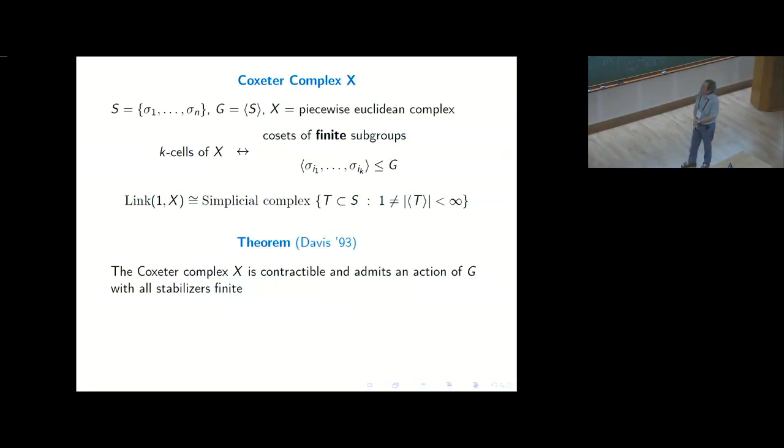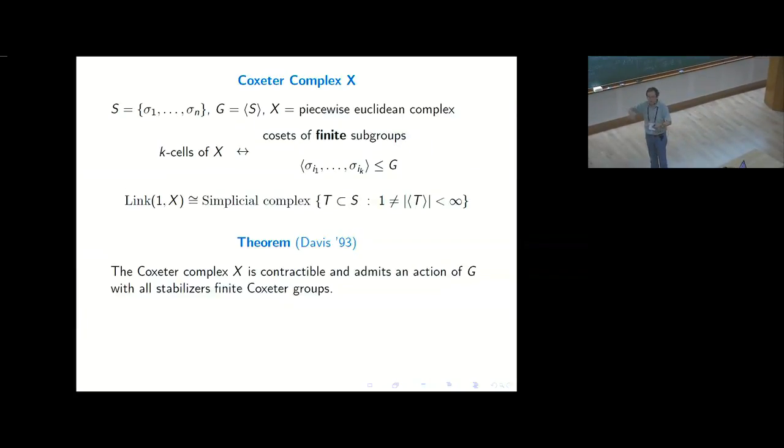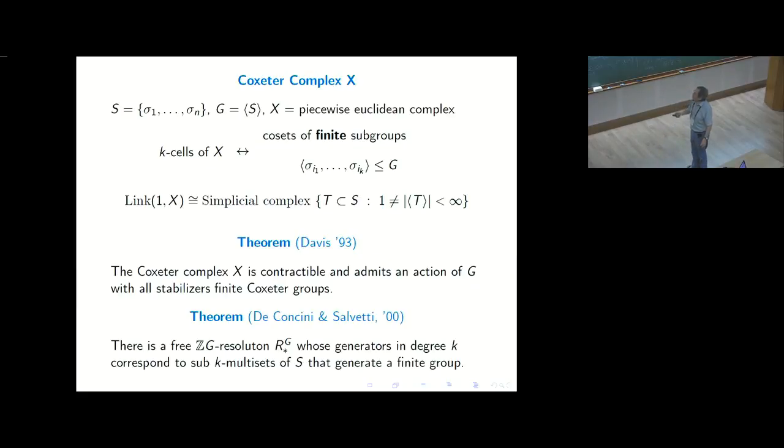He used Gromov's link condition to observe that this Coxeter complex is contractible and admits an action of G with all stabilizers finite. So bingo, we can do resolutions. It's even nicer: finite stabilizer groups are finite Coxeter groups. So if you can build a resolution for a finite Coxeter group by some formula, you can put it to work recursively. And if you work recursively, you can recover Wall's technique for free. That's an overstatement. Well, the following.